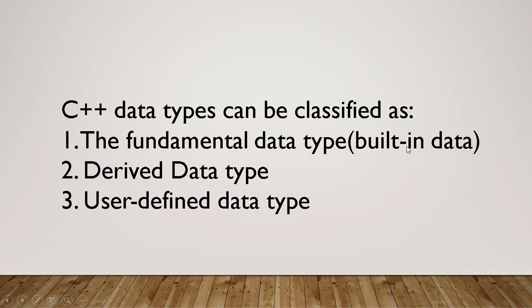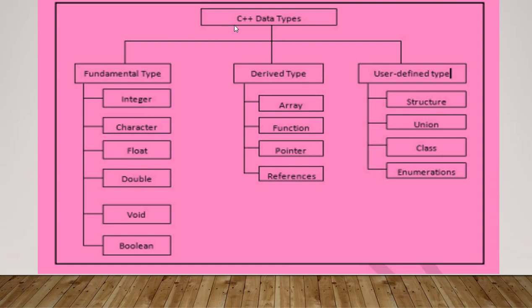Fundamental data types are built-in data types, already present and used in our programs. The fundamental data types are of different categories. Derived data types have been derived from the fundamental data types, and user defined data types are also derived from the fundamental data types, but they are user defined. In this diagram, you can see the different C++ data types: fundamental data type, derived data type, user defined data type.